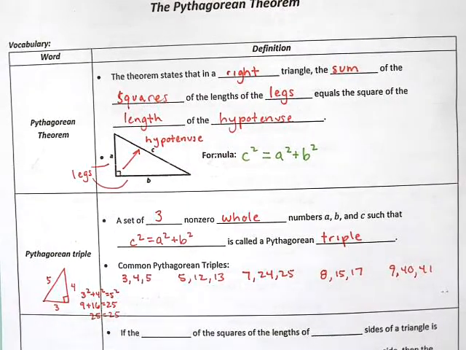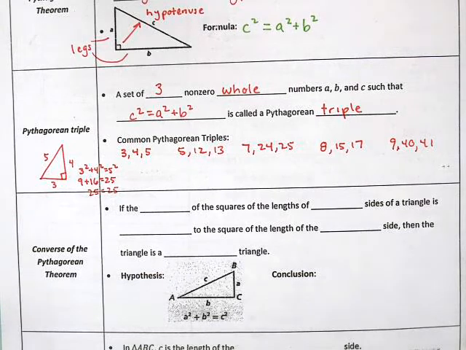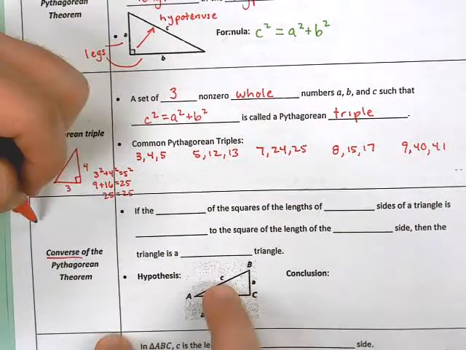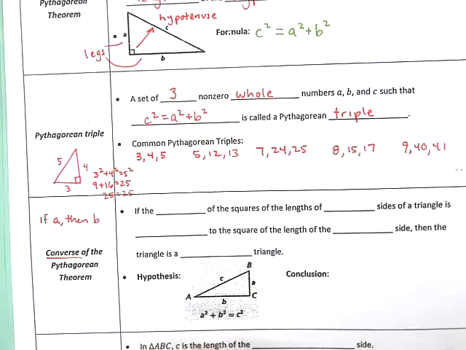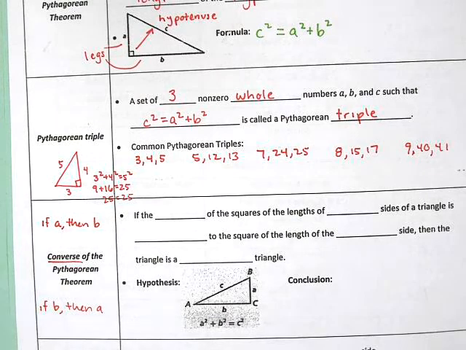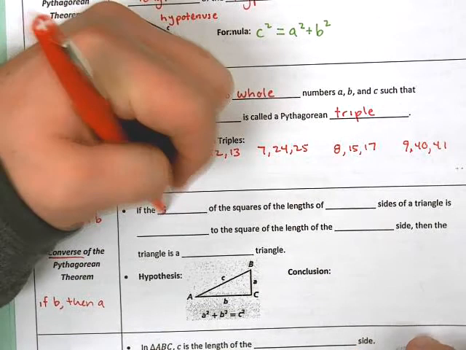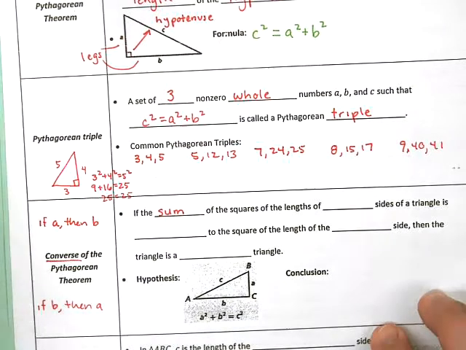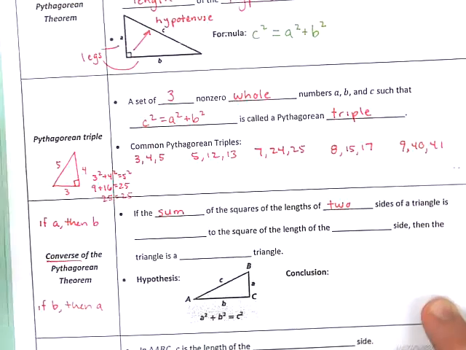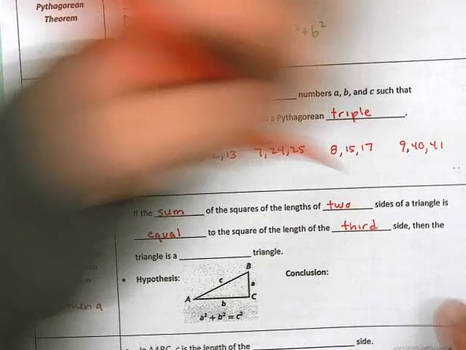Okay? Now, as we move on, the converse of the Pythagorean theorem is basically the opposite. If you remember, every time we talk about converse, it's like if A, then B. Well, now we're saying if B, then A. Hopefully we remember that. Okay, so if the sum of the squares of the lengths of two sides of a triangle is equal to the square of the length of the third side, then the triangle is a right triangle.